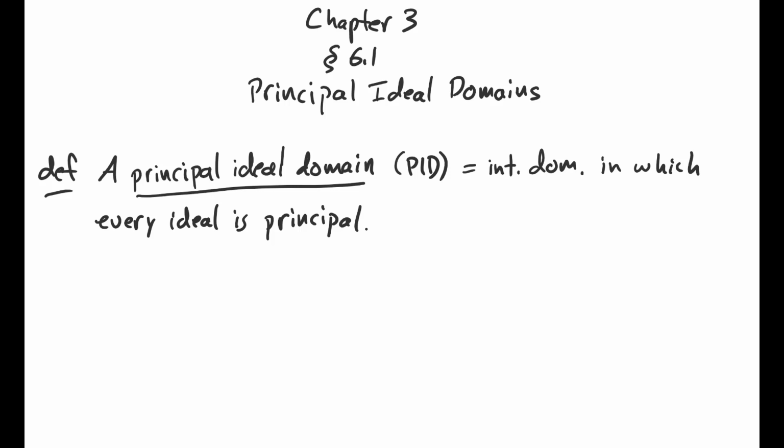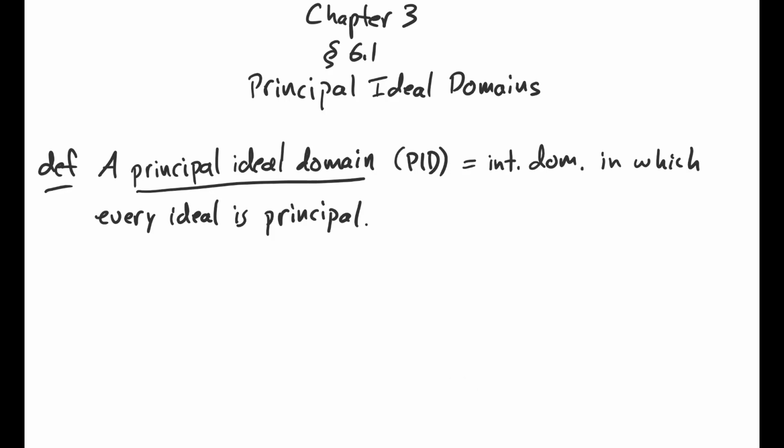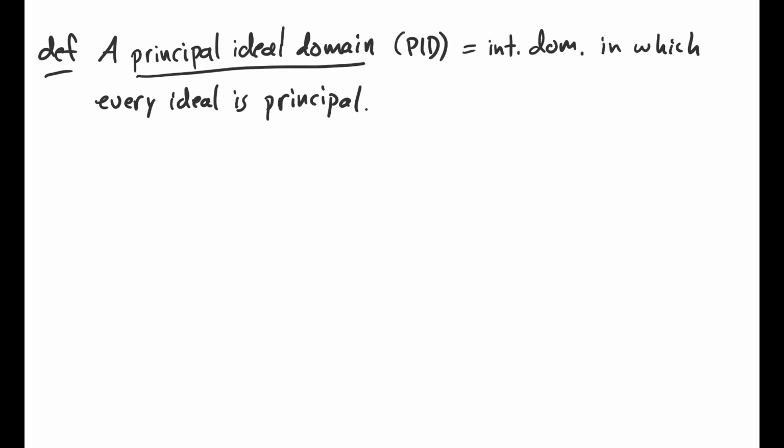All right, here's the definition. A principal ideal domain, PID as everyone calls them, is an integral domain in which every ideal is principal. That is, generated by a single element. We've seen a couple examples already, namely the integers and the polynomial ring over one variable with coefficients in a field. They're both PIDs.